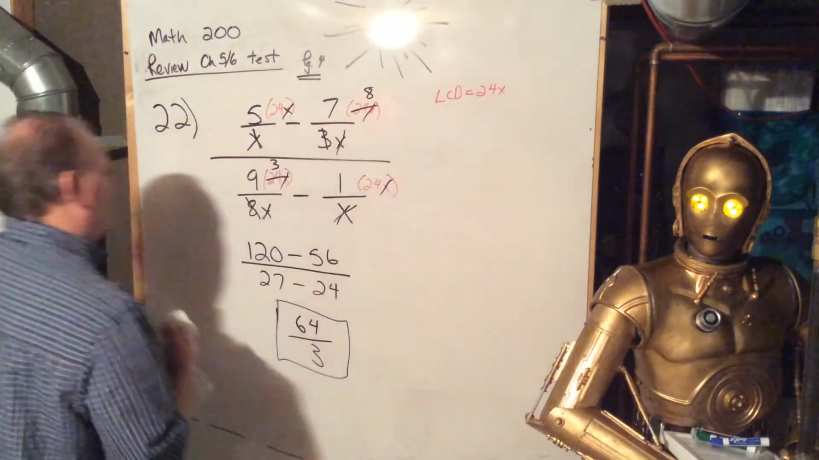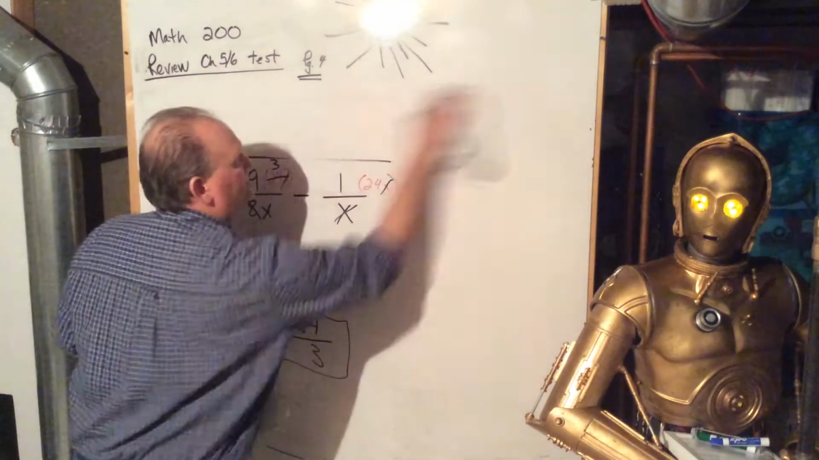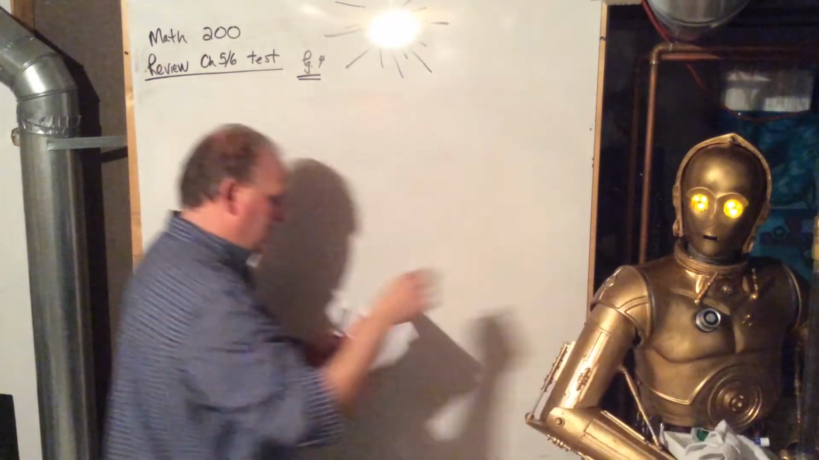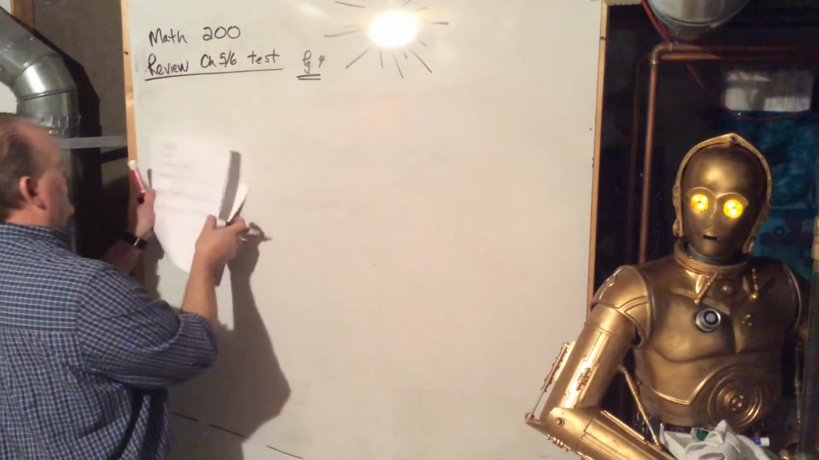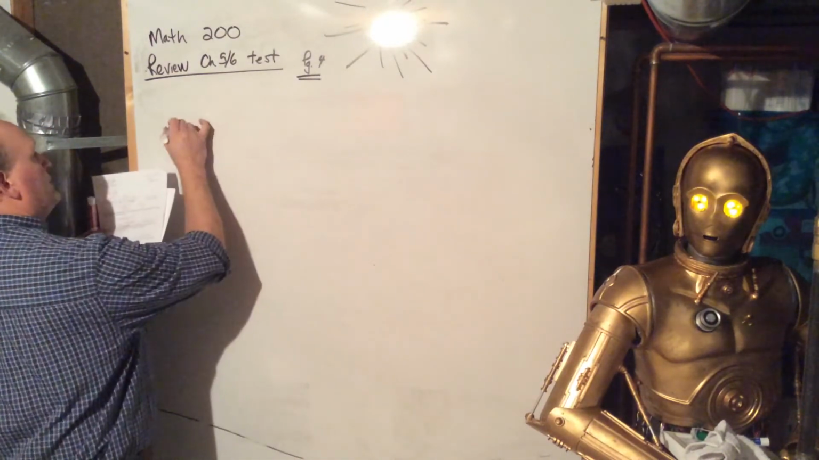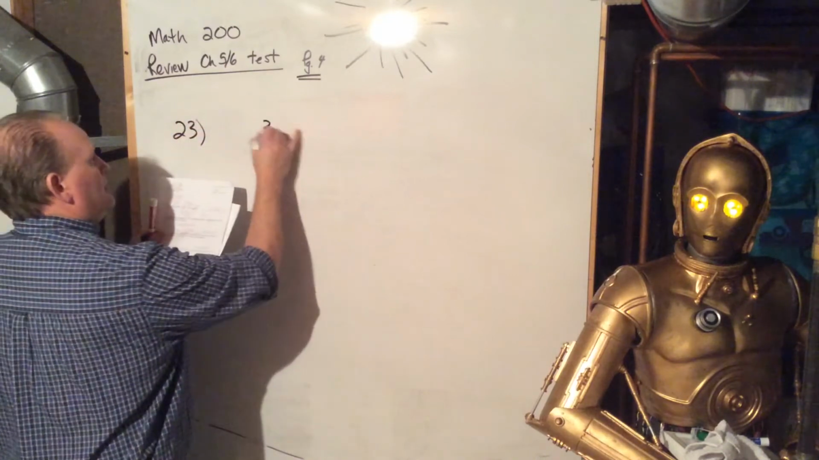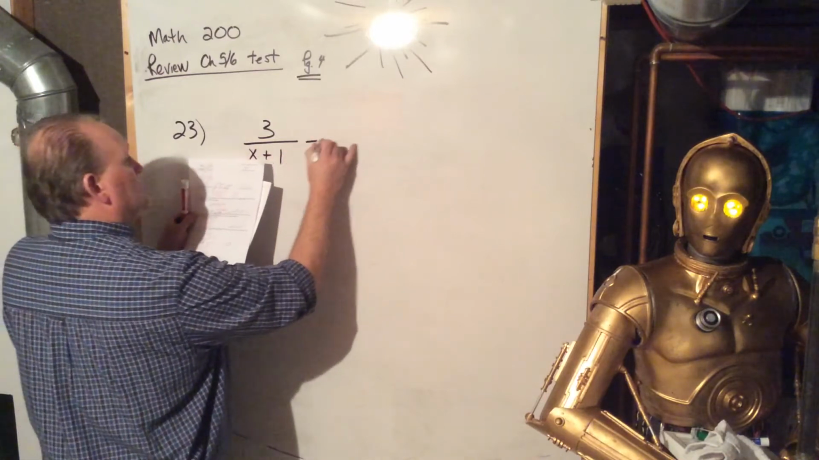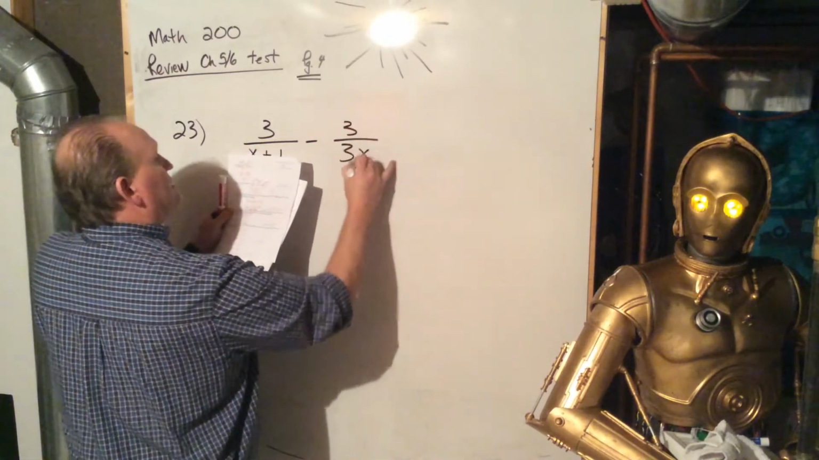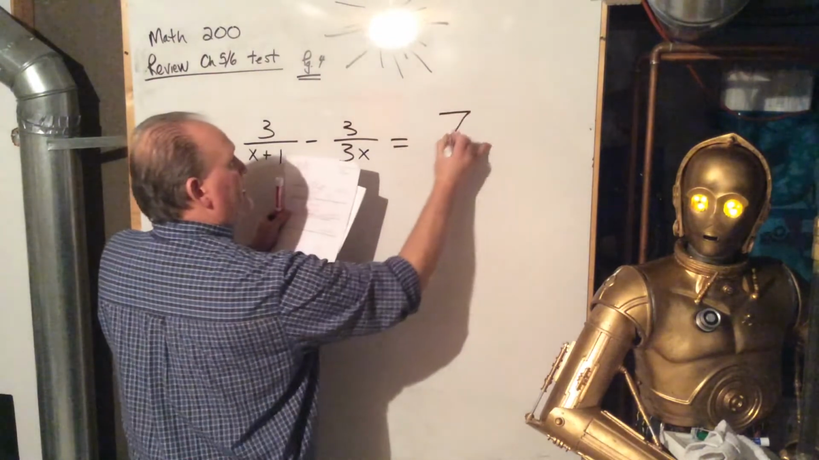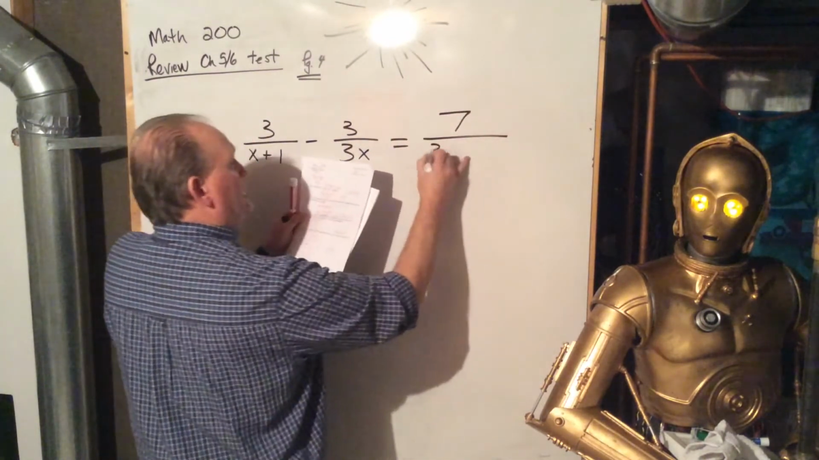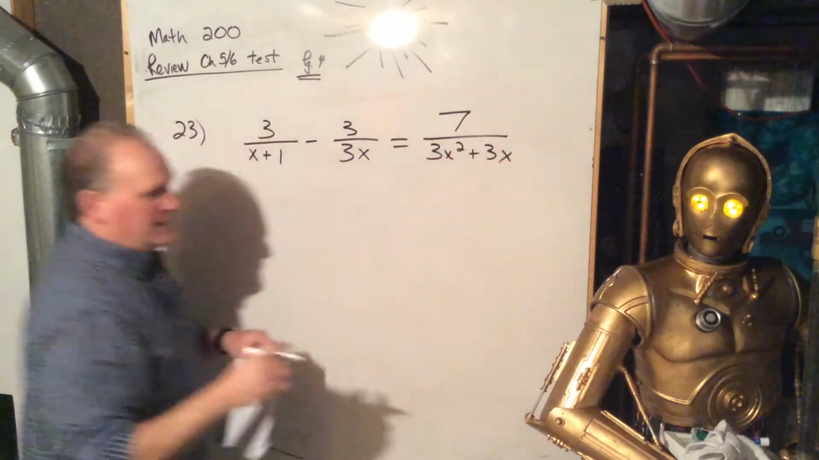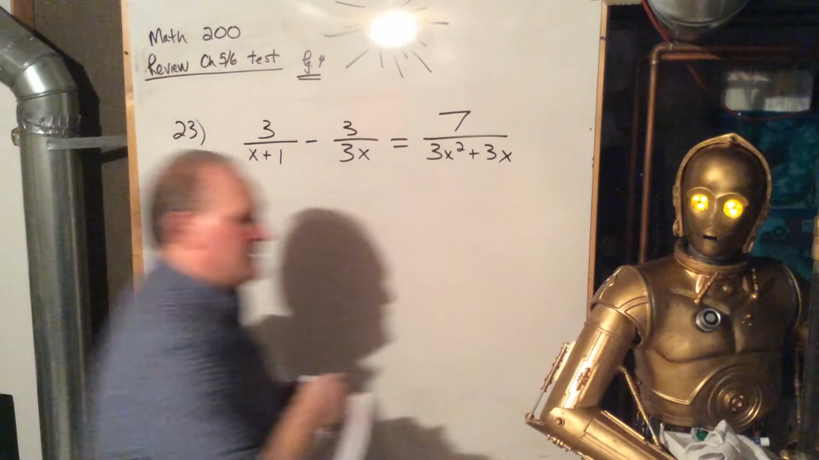Let's look at 23. All right, 23 is an equation. So we're jumping to equations. We are to solve this equation for x. So before we start with the LCD, let's do something to this.